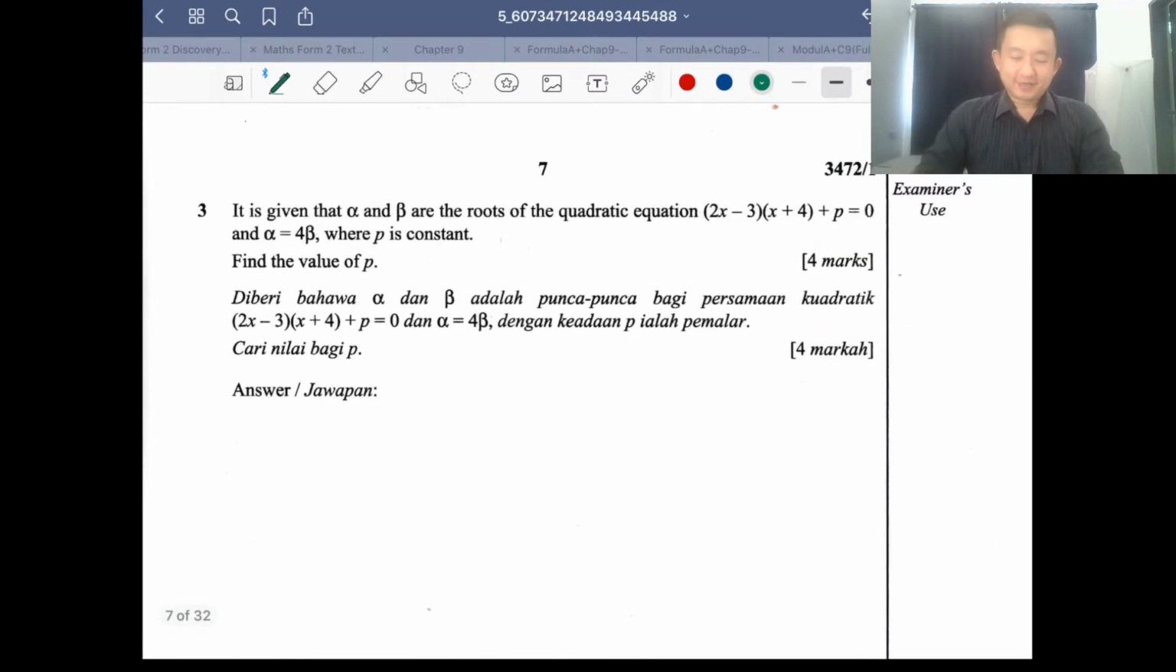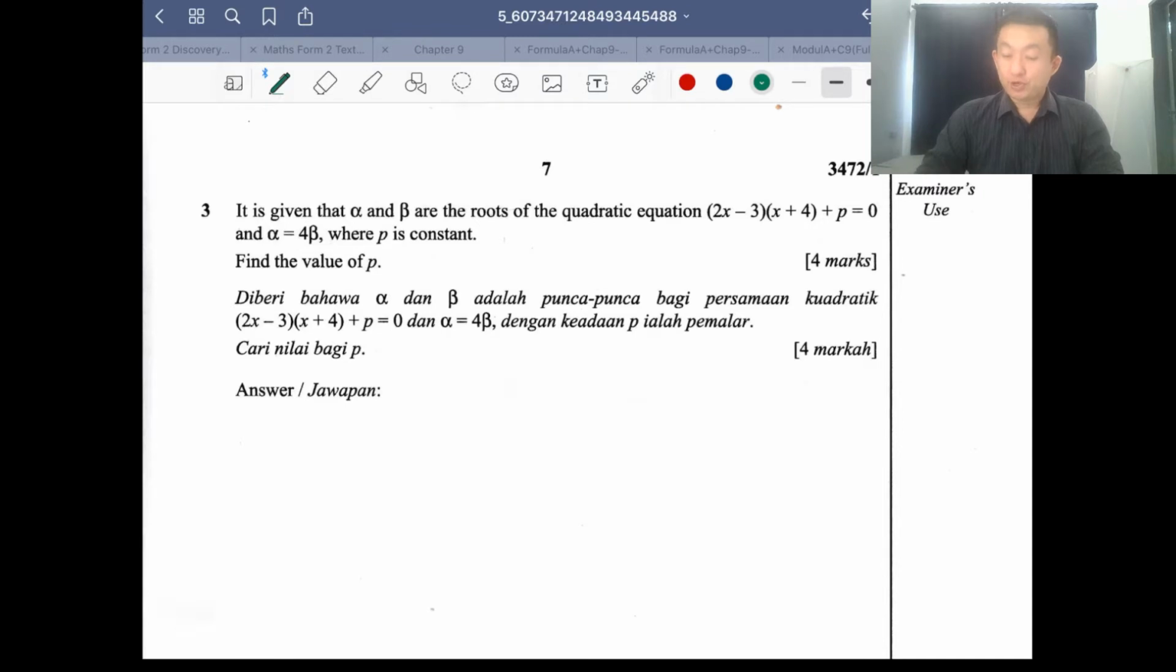Question 3. It's given that alpha and beta are the roots of the following equation. Alpha equals 4 beta, where p is a constant. Find the value of p. This is the question for SOR and POR. When you have alpha and beta as the roots, you know this is about SOR and also POR. SOR is the sum of roots. So you have alpha plus beta. Since you know alpha equals 4 beta, you can replace alpha with 4 beta. So you know that the SOR equals 5 beta.